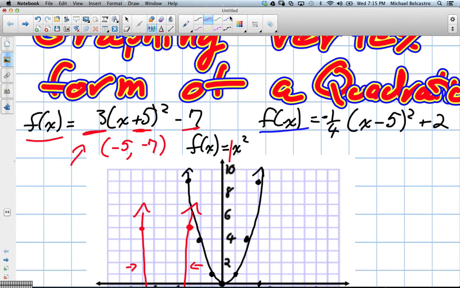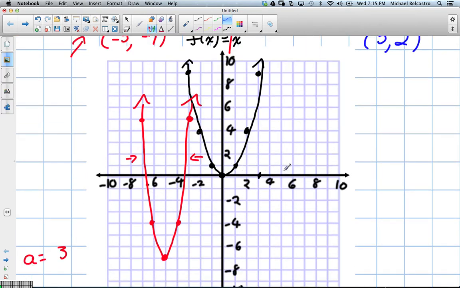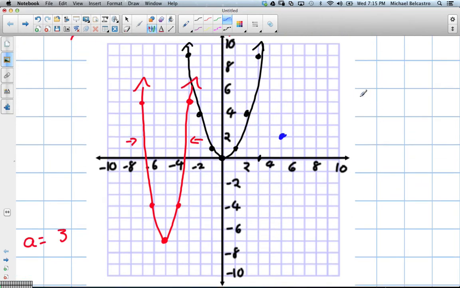Finally, let's look at the one we have on the right here. What's the vertex of that guy? +5 and 2. Great. Vertex is easy to find. We go over 5, up 2. Here's our vertex. Our A value, though, is -1/4. Can you put that into a decimal? We can. And I'll tell you that what that is -0.25.